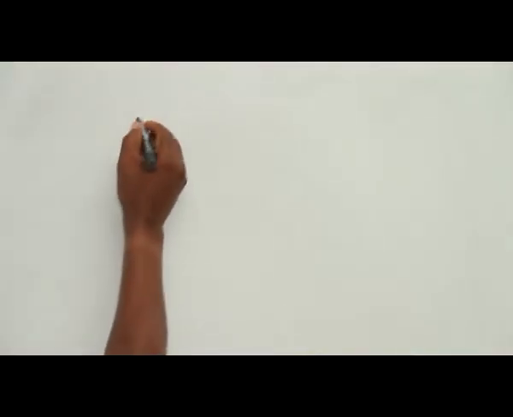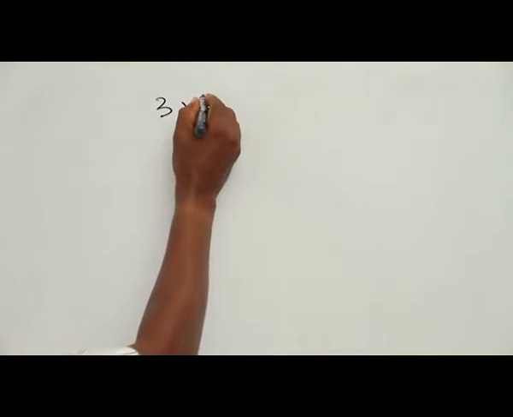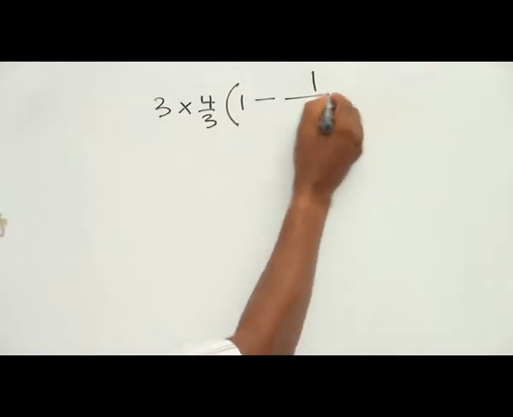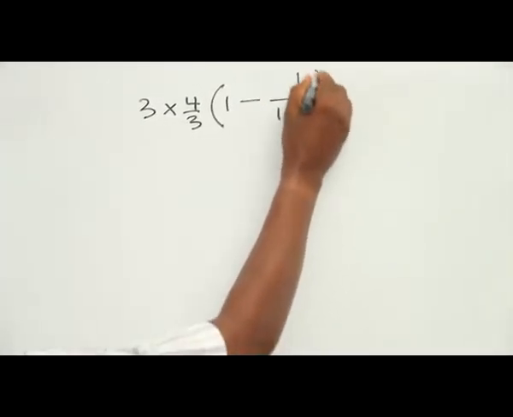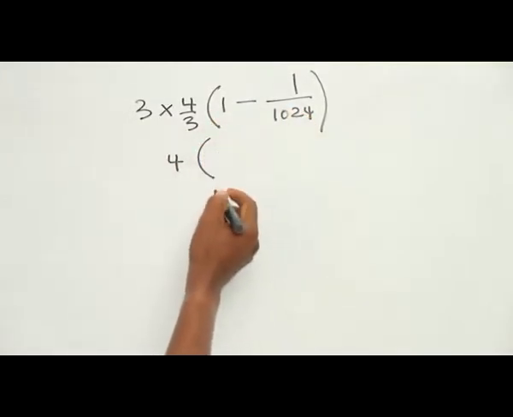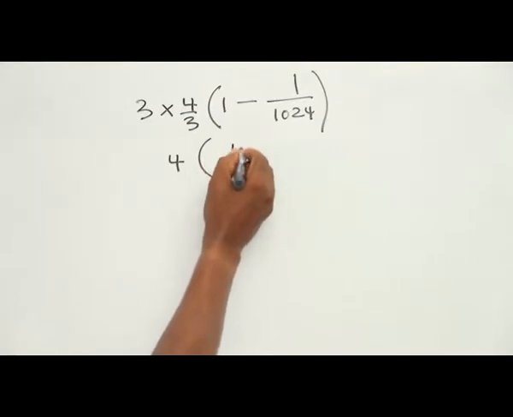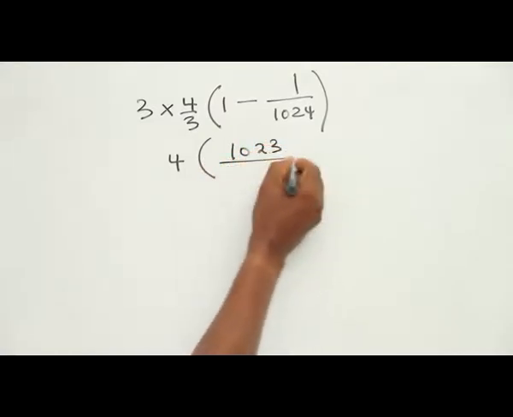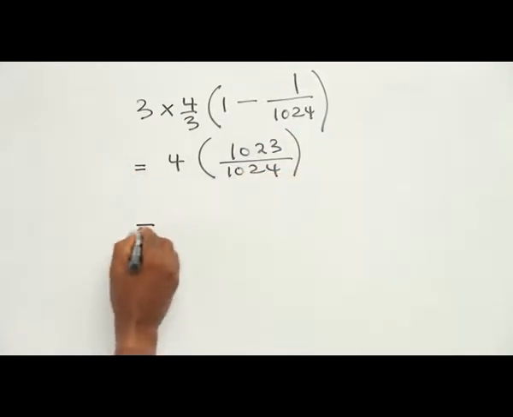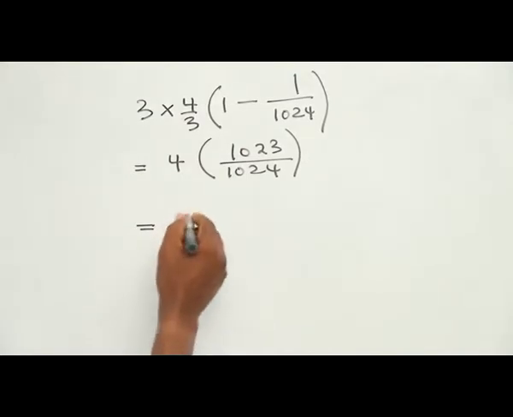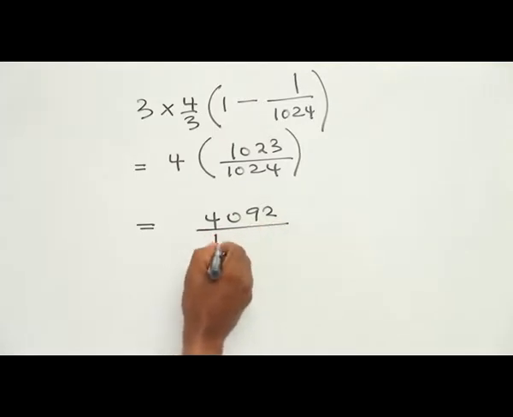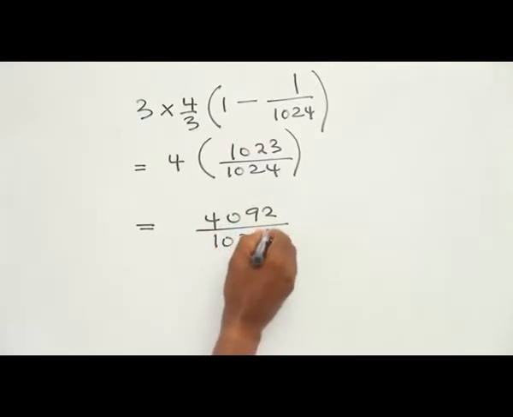Now this will give you 3 multiplying 4 all over 3 into 1 minus 1 all over 10 to 4, which will now give you 4 into, if you subtract this from this, you will have 10 to 3 all over 10 to 4. And of course, if you multiply this out, you will have this as 4092 all over your 10 to 4.